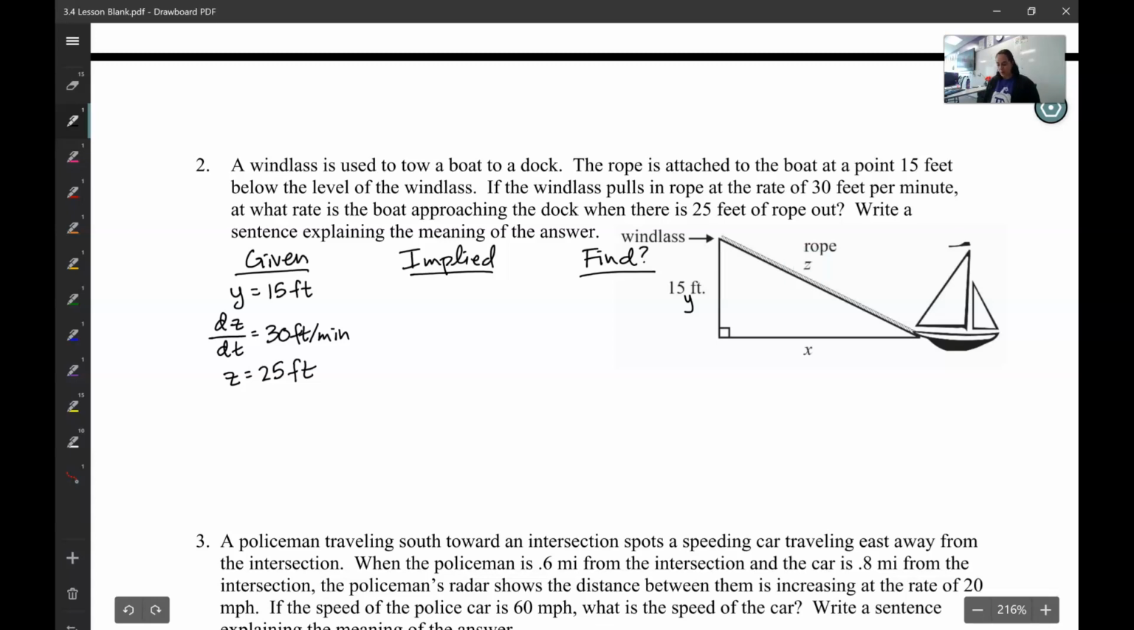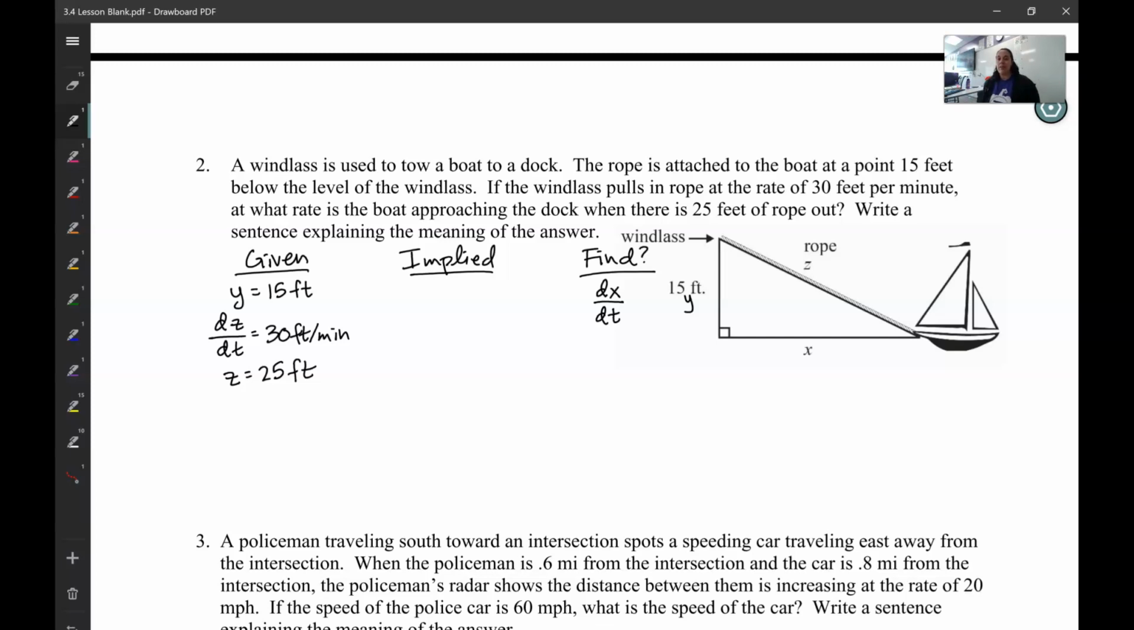Now let's talk about what we want to find. It says, at what rate is the boat approaching the dock? So that would be this one. At what rate is that approaching the dock? Now notice that's a rate again, so that's going to be dx/dt. So I want to find the rate, the velocity, the derivative of x. So we've got 2 of our columns done. We have given, we know what we need to find.